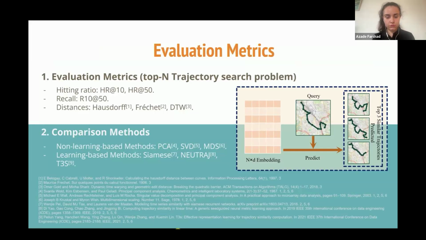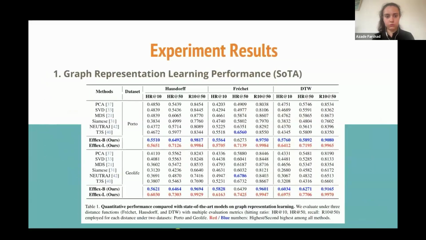Also, we compare the results with both non-learning models, including PCA, SVD, and MDS, and state-of-the-art machine learning models, including Siamese, NeuTraj, and T3S. This table shows the graph representation learning performance. Both of our solutions, eFlex B and eFlex L, outperform existing models and achieve state-of-the-art results.